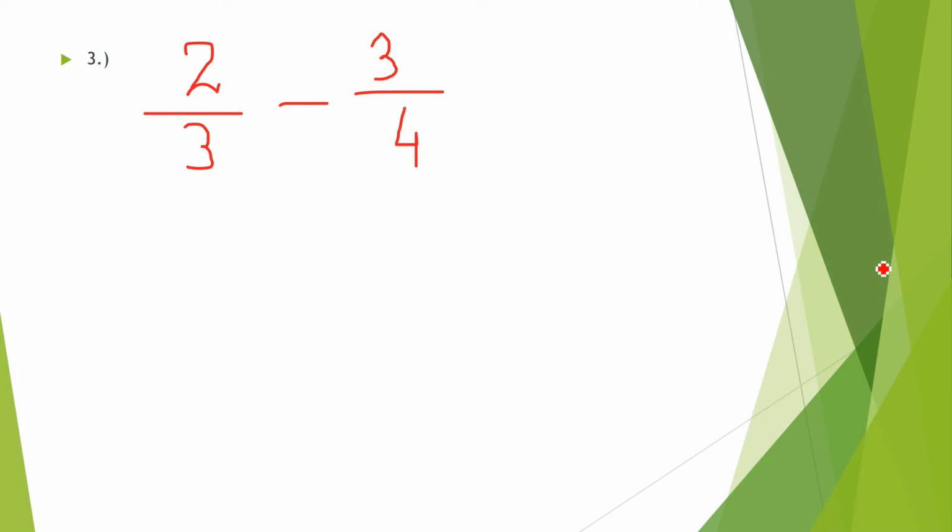Now we will move to another question in which we do not have the same denominator. How will you solve this question if you do not have the same denominator? Again, there are 2 or 3 different ways, but I will explain 2 different ways to you.